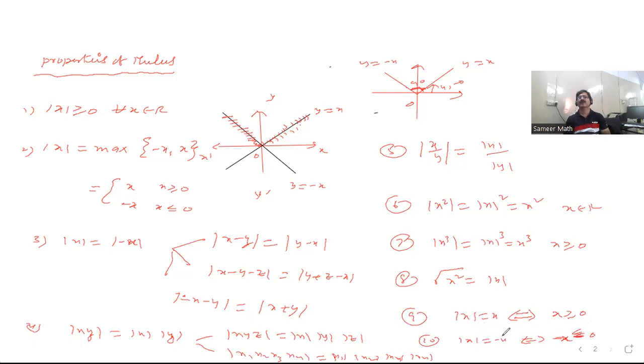Less than or equal to 0. This is the 10th one, Nana. Yes, guys? 10th one. Now I'll move on to the next one. You see the 11th one, Nana. 11th property is what? You see this, Nana. Okay.